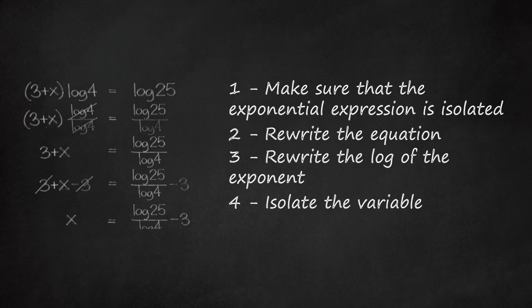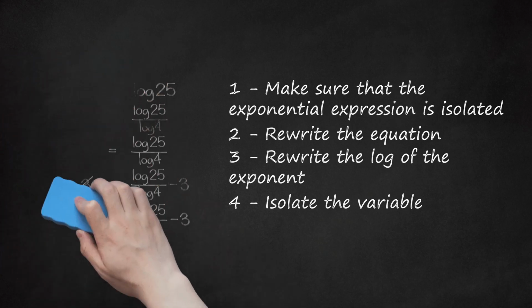(3+x) log 4 = log 25. (3+x) log 4 / log 4 = log 25 / log 4. 3 + x = log 25 / log 4. 3 + x - 3 = log 25 / log 4 - 3. x = log 25 / log 4 - 3.